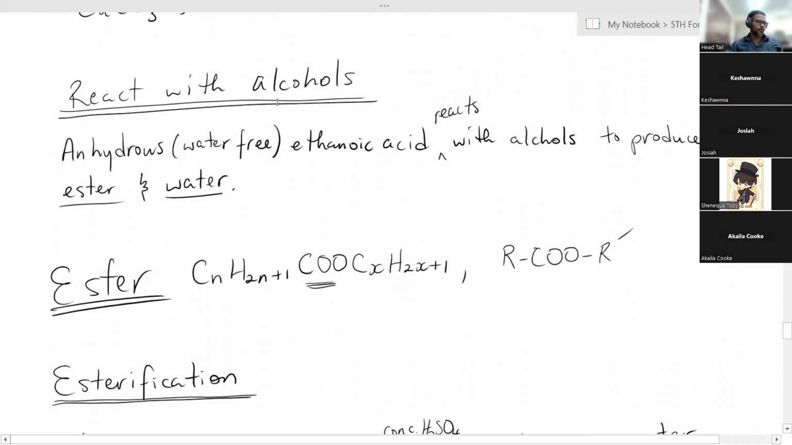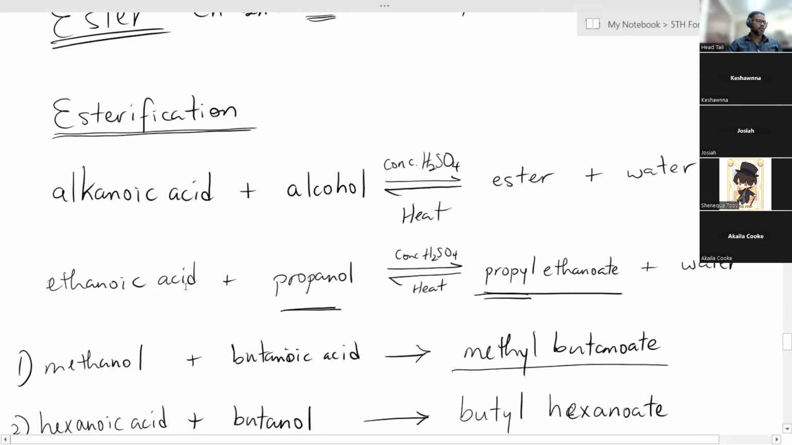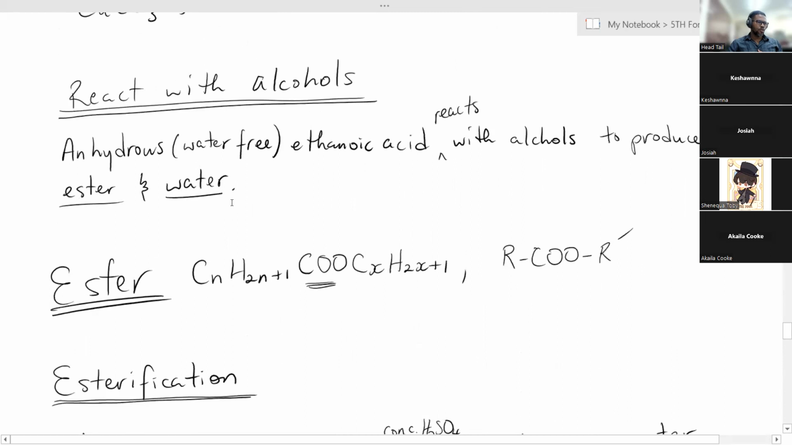All right. In reacting with alcohols, they produce what we call esters. Please remember the general formula for esters. And when the ethanoic acid reacts with alcohols, we call that process esterification.